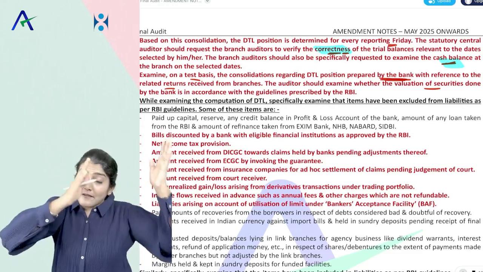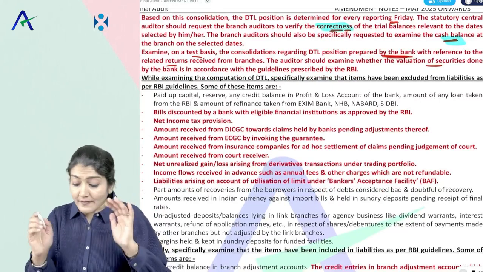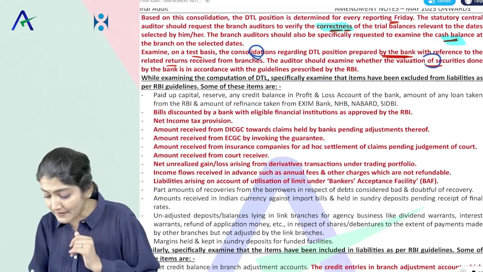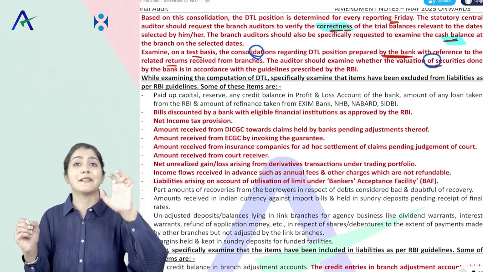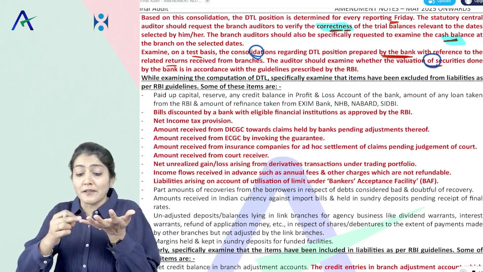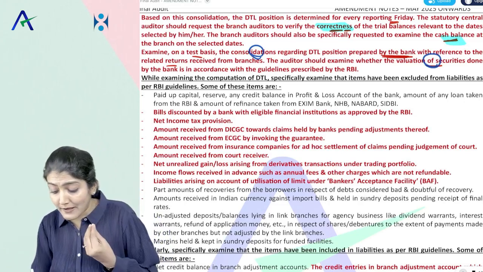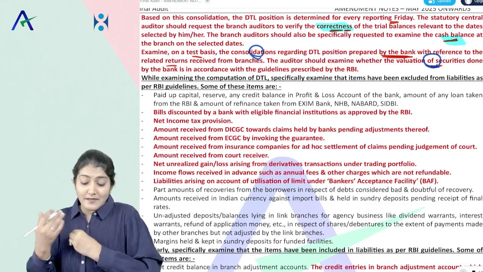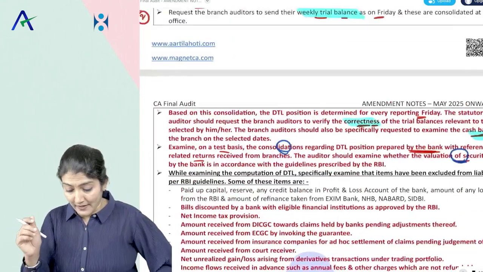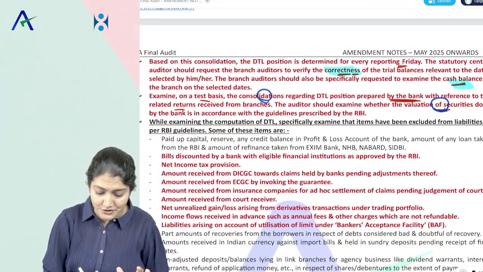Okay, right. Then central auditor, statutory central auditor, you have to check on a test basis the consolidation regarding the DTL position, and you also need to examine the valuation of the securities done by the bank, because the liquid assets could be in the form of gold, cash, or the government approved securities. So that is why also the valuation of the securities, whether it has been done as per the guidelines prescribed by the RBI. Okay, right. So these are the first 4 points which we have for our discussion over there.